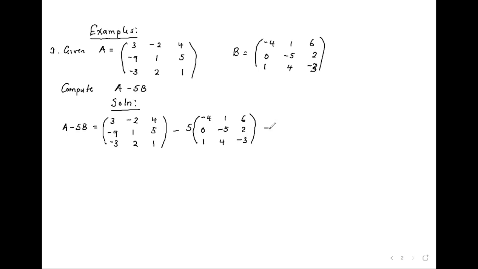So here, what do we get? We first multiply matrix B with the scalar 5. So that will be minus. Then we multiply 5 by all the entries inside. So 5 by negative 4, we get negative 20, 5 by 1, positive 5, 5 by 6, 30, 5 by 0, we get 0, negative 25, 10, 5, 20, negative 15.